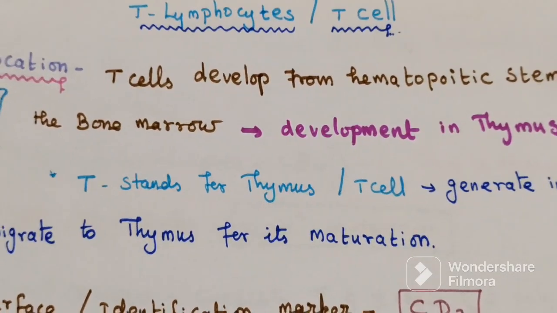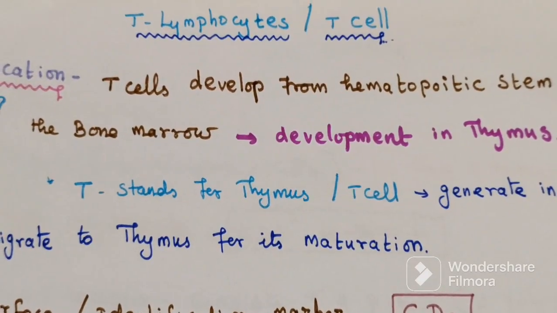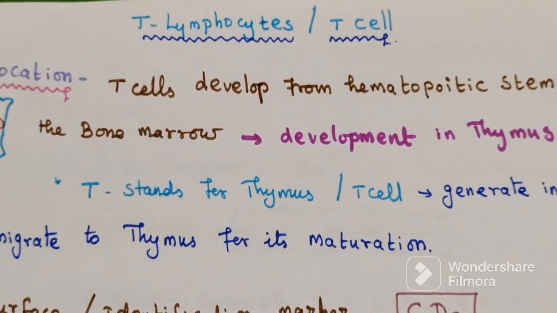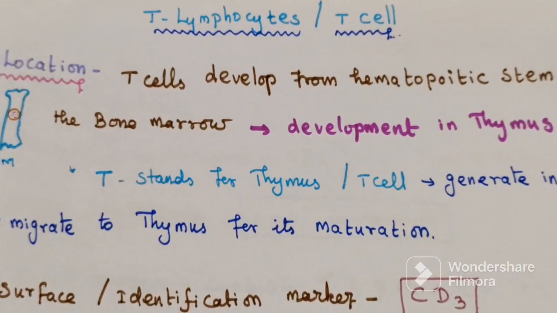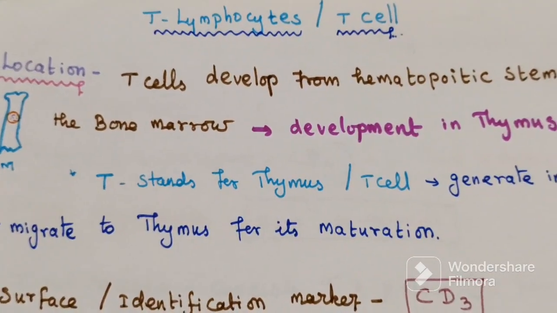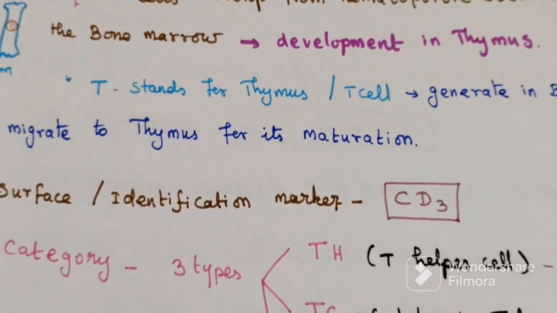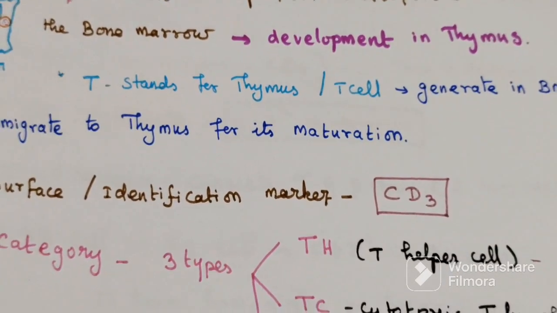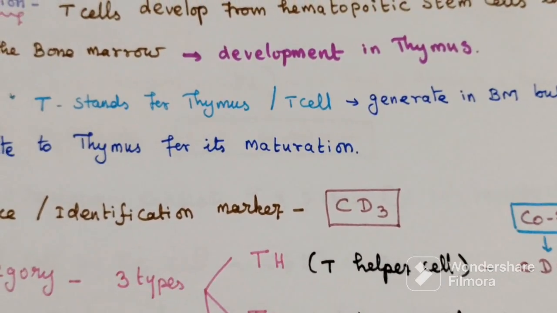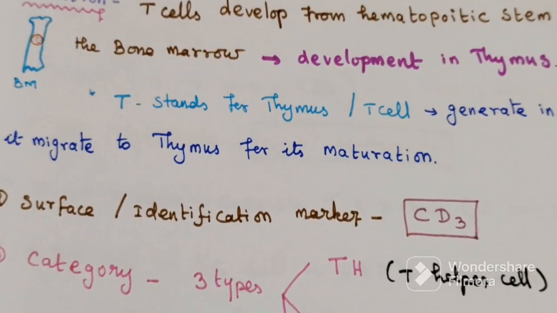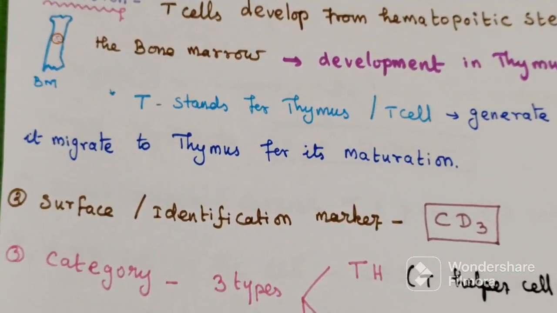Depending upon the place where they mature, we call them T cells. They are generated in the bone marrow, but they migrate to the thymus for their maturation.